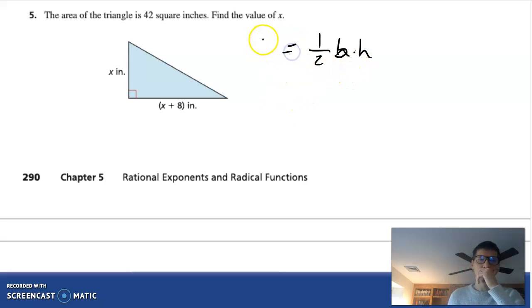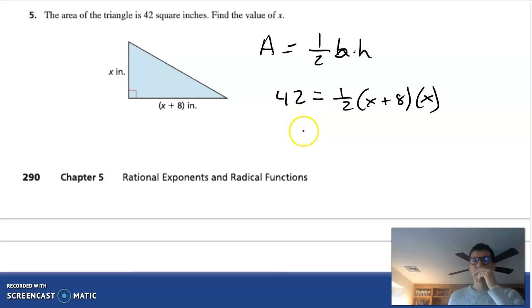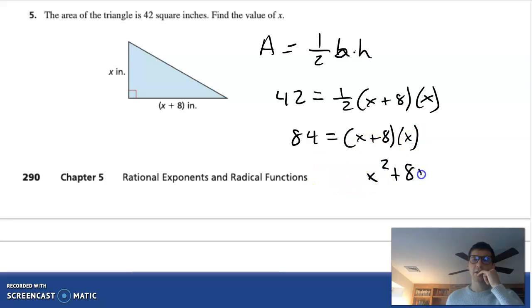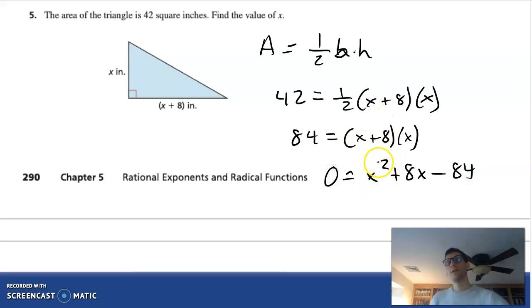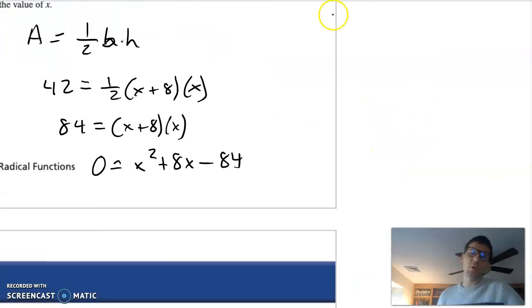Interesting. This would equal the area, so 42 would equal 1/2 times x plus 8 times x. So what I would maybe want to do is multiply this by 2 to get rid of the 1/2. And I would get 84 equals x plus 8 times x. And now I could get x squared plus 8x, subtract the 84, and I could solve. I could solve by trying to factor or use the quadratic formula.